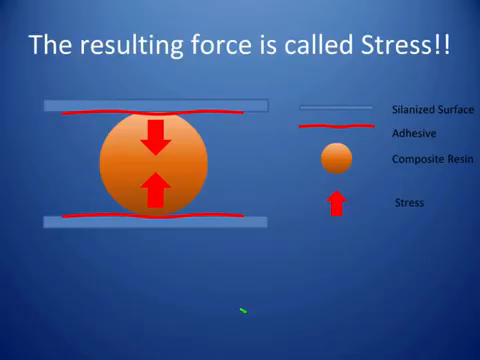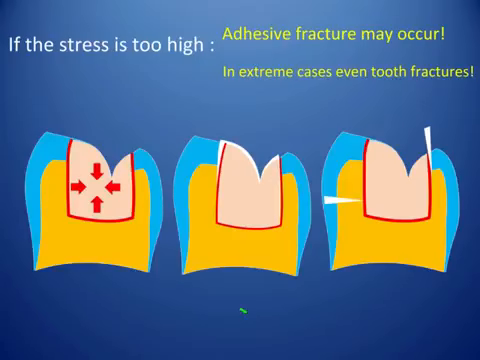And that is an important thing we have to consider, especially when we look at unexplained post-operative sensitivity, where everything appeared to go well. We had isolation well, our field was clean, everything worked well, and we still have post-operative sensitivity. One likely explanation can be the stress that has been imparted in the tooth from the polymerization mechanism of that material. If the stresses are too high, it can impact the material in several ways.